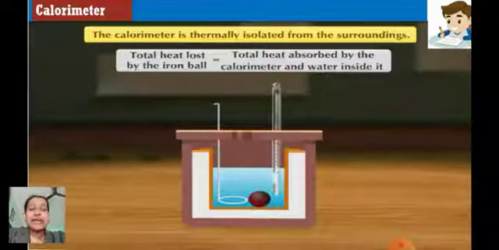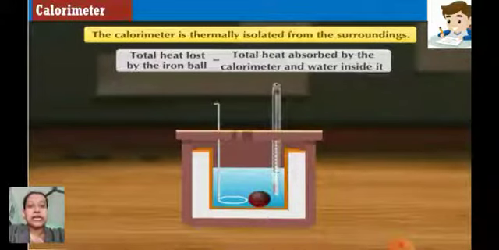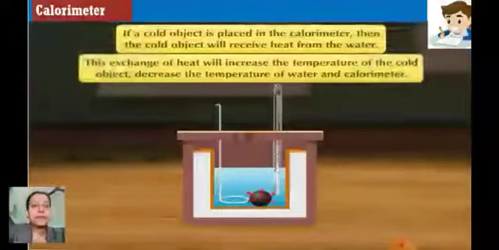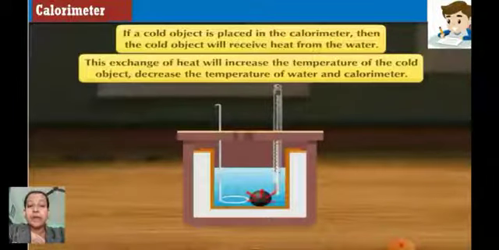Now you know that the calorimeter is thermally isolated from the surroundings. Therefore, let us conclude this: the total heat lost by the iron ball will be equal to the total heat absorbed by the water as well as by the calorimeter. Remember, the total heat lost by the iron ball is equal to the total heat absorbed by the calorimeter and the water inside it.